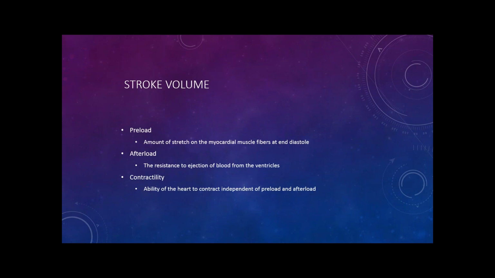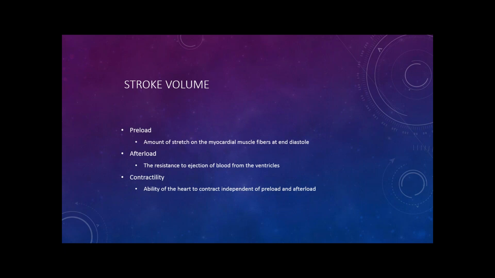Do you remember Starling's law from med-surg? A little bit extra stretch makes a little bit extra tight rebound, right? So preload utilizes Starling's law. A little bit extra stretch, okay? It will help a faster rebound and overcome any afterload issues, okay? So preload is the amount of stretch with a full chamber.